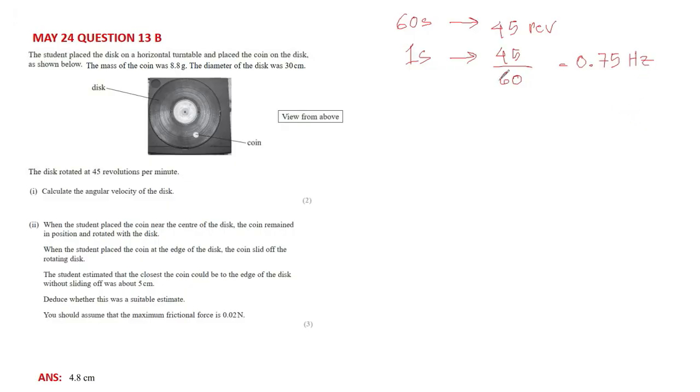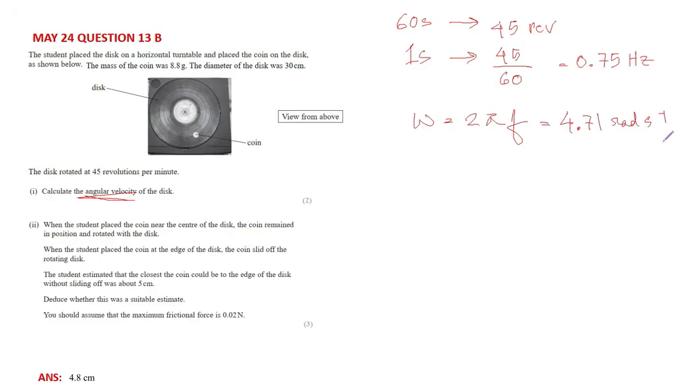Next, the equation for angular velocity is omega equals 2 pi by T, or in terms of frequency, it becomes 2 pi f. So omega is 2 pi times 0.75 times 2. So the value is 4.71 radian per second. Right.